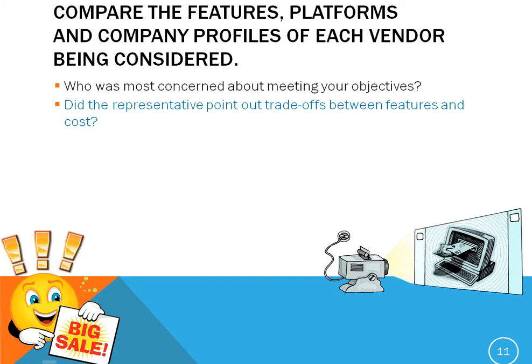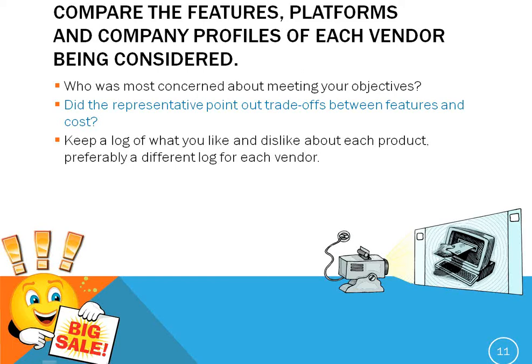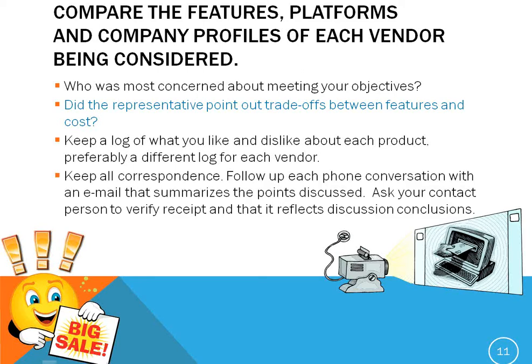One of the things you want to do is, did the representative point out any trade-offs between the features they offer and the cost? To meet your objectives, you may not need the fanciest and the best part of what they offer. They may have lower cost options that will meet your objectives nicely and reduce cost and overhead. You need to keep a log of what you like and dislike about each product, and it's probably a good idea to keep those separate, each log in a different file or however you want to organize that information, so that you can reference that later when you're meeting in a committee.